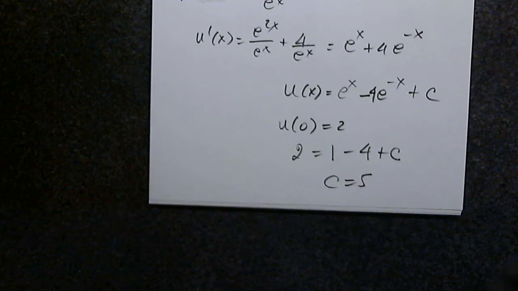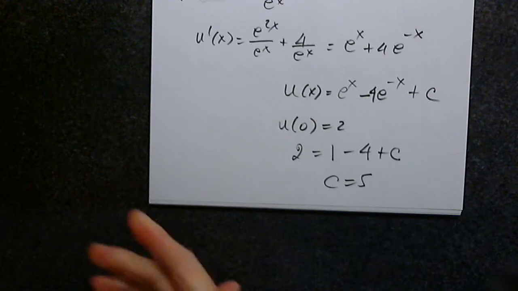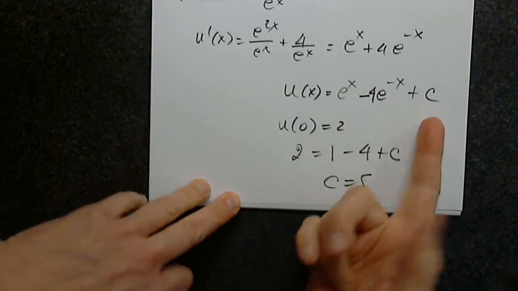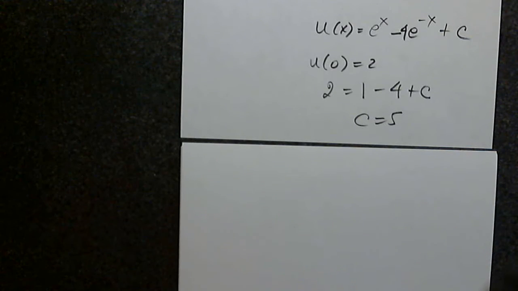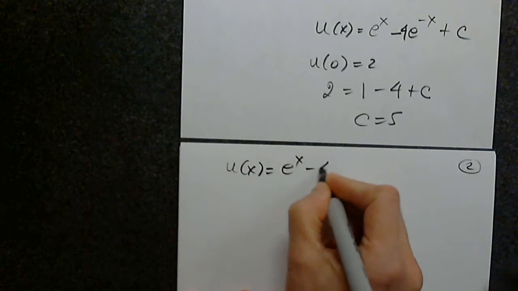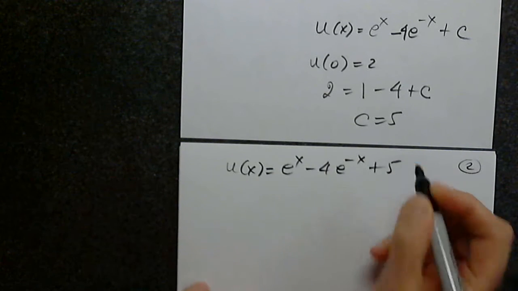So then the function is, the unique function that has that derivative is u of x equals e to the x minus 4e to negative x plus 5. We go over 7 also. Yes, of course. So let me write e to the x. Yeah. E to the x minus 4 e to negative x plus 5.